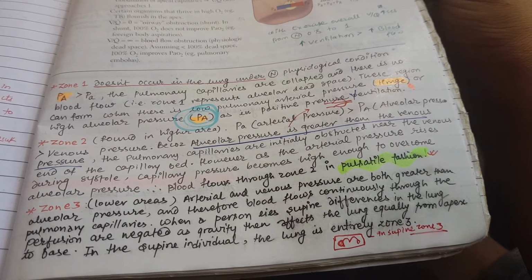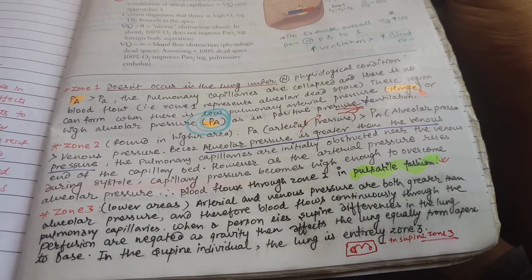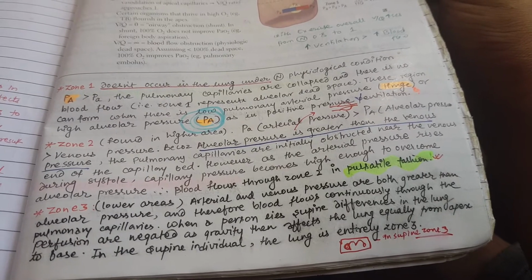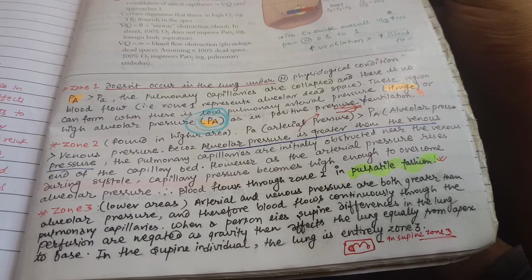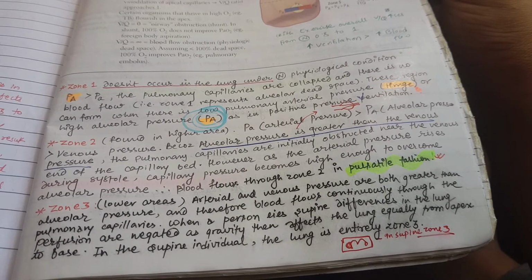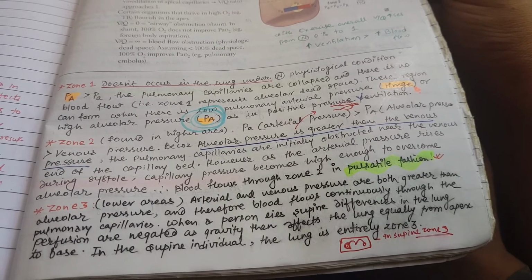Now in zone 3, arterial and venous pressures are both greater than alveolar pressure. As I said, every zone reminds you of the position of the alveolar pressure. In zone 3, alveolar pressure will be third compared to the arterial and venous. Arterial will be first, venous will be second as usual, and alveolar pressure will be third. Therefore blood flows continuously throughout the pulmonary capillaries.